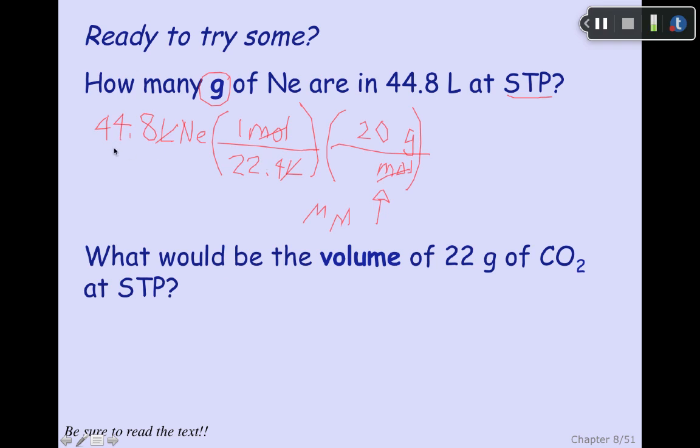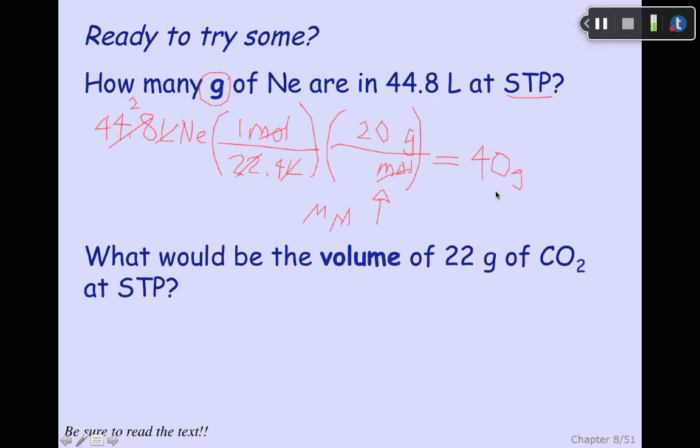The math isn't too bad, because again the numbers are set up for convenience. 44.8 divided by 22.4 is really only 2, and so 2 times 20 gives you an answer of effectively 40 grams of the gas, 40 grams of neon.